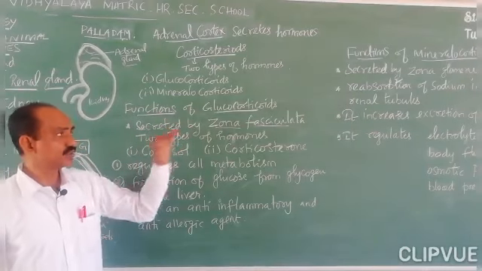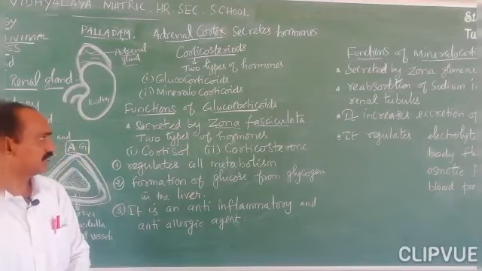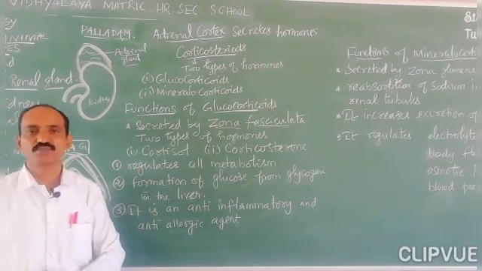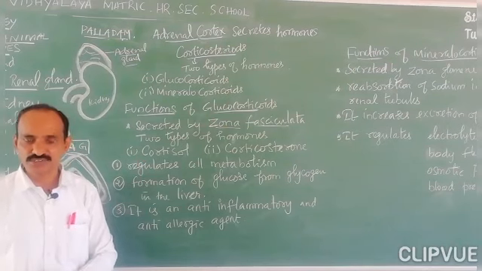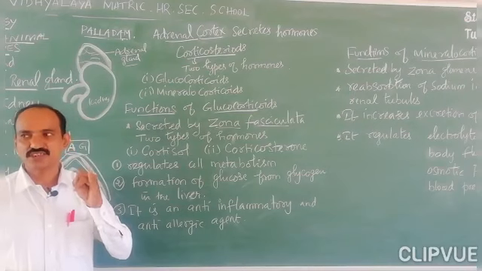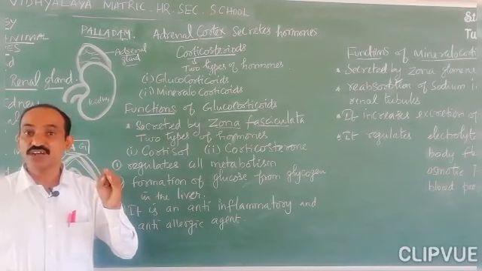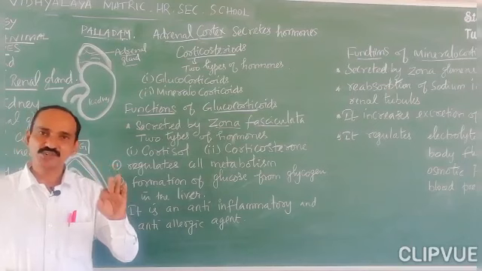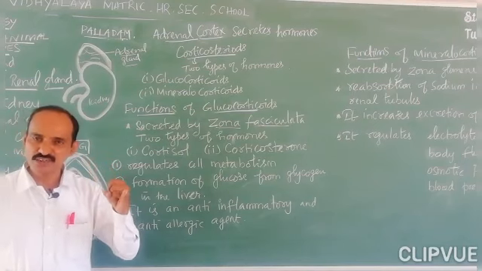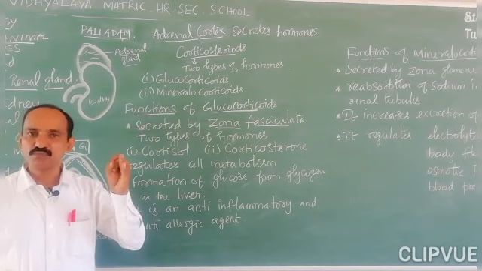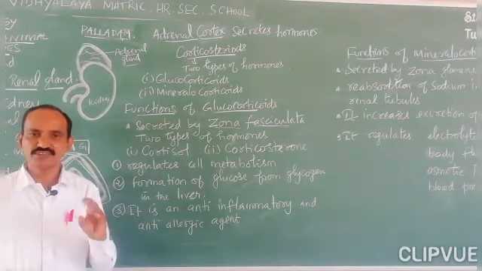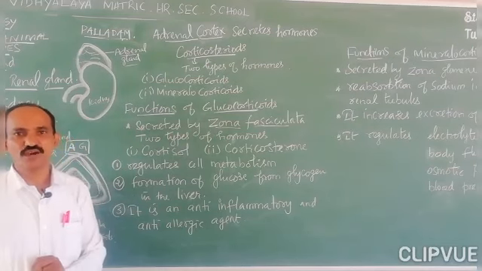Glucocorticoids again contain two types. Please don't get confused, these are all hormone names. First, the adrenal cortex secretes corticosteroids. Then corticosteroids contain two hormones: one is glucocorticoids, another one is mineralocorticoids.